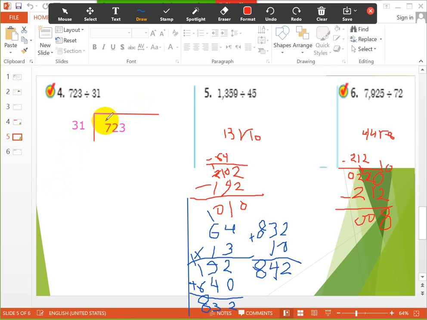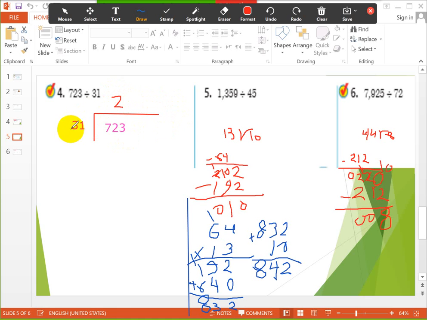Now, 7 divided by 31. Can I divide 7 on 31? No, I can't. So, I will take the 2. So, it will be 72. Can I divide it on 31? Yes. How many 31 in 72? Thank you, Larissa. It will be 2. So, it will be 2 in the tens digit. Thank you, Lana. Thank you, Emma. Now, 2 multiply 31.